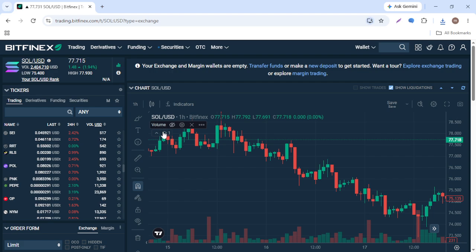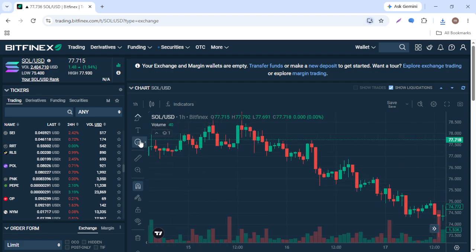To get started, open the Bitfinex trading interface and select the trading pair you want to analyze. Once the market loads, you'll see the price chart along with several panels that display market information.